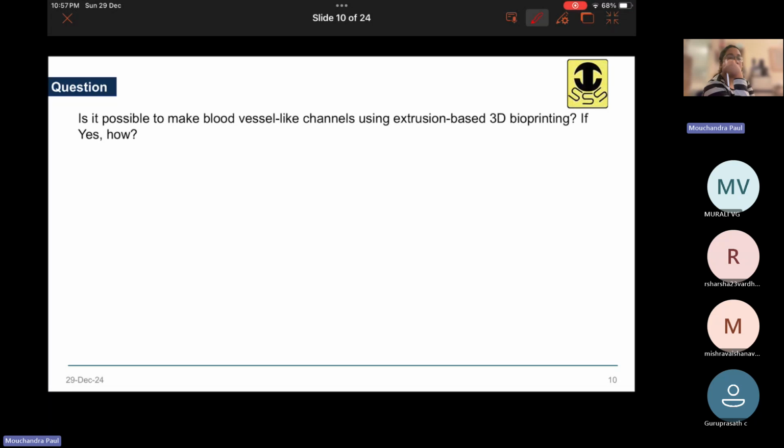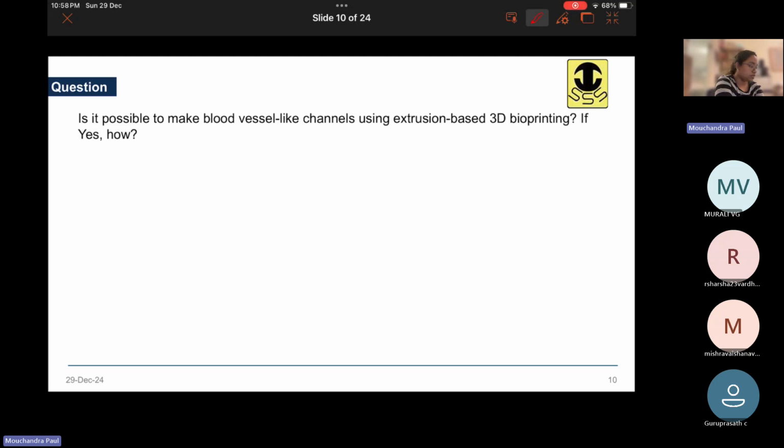So in a coaxial needle, there is a core and a shell, right? In order to make a hollow blood vessel-like channel, what will be in the core and what will be in the shell? Ma'am, you mean what type of cells will be there in the core, inside and outside? So again, I'm repeating my question.